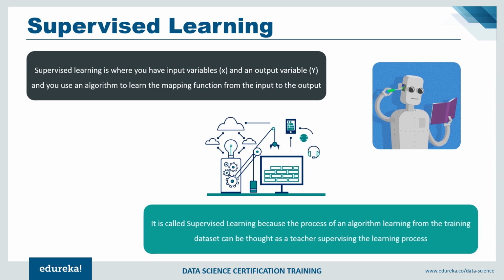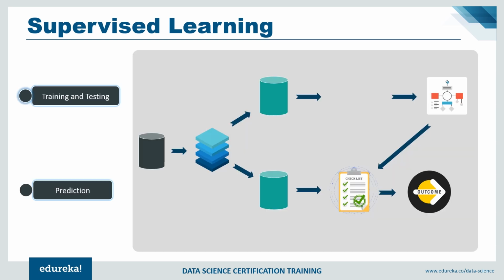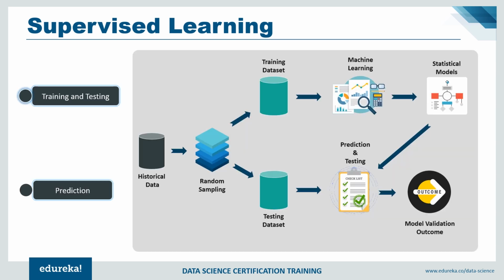If we have a look at the supervised learning steps, or what we'd rather say the workflow: as you can see here, we have the historic data, then we have the random sampling. We split the data into training data set and the testing data set. Using the training data set, with the help of supervised machine learning, we create a statistical model. After we have a model generated with the help of the training data set, we use the testing data set for prediction and testing.